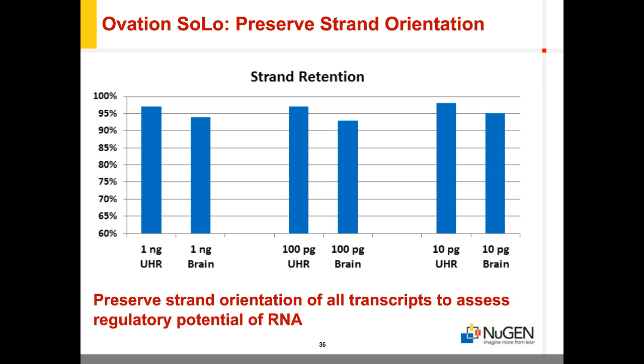In measurement of regulatory RNAs, it is critical to preserve strand orientation. A step is integrated into the Solo workflow that allows for strand orientation preservation. And as shown here, we see over 90% strand retention from a range of input levels from 2 different types of human RNA. This feature allows users to assess the regulatory potential of novel RNAs identified within their experiments and look for correlations between potential regulatory RNAs and their putative coding RNA targets.